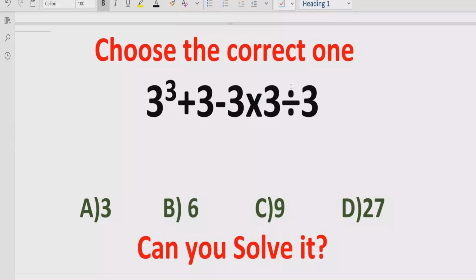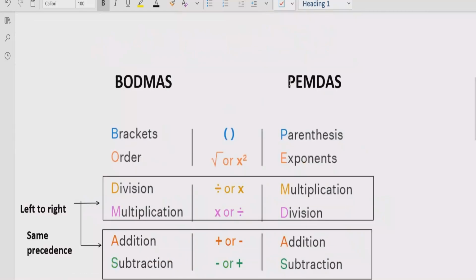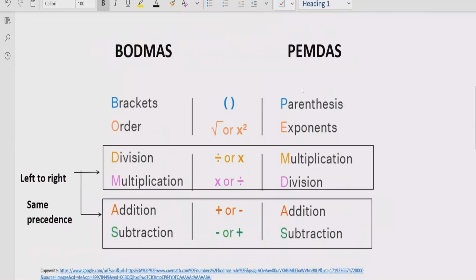Okay. Now let's recall what are the rules which we can apply to solve the given expression. As you can see, we will discuss here two rules, the BODMAS and PEMDAS rule. The rule says if your expression contains any bracket or parenthesis, you have to solve that part first in your expression. After the bracket, you have to see the power or order of any number. If your expression contains any number which has a power, you have to solve that part after the bracket.